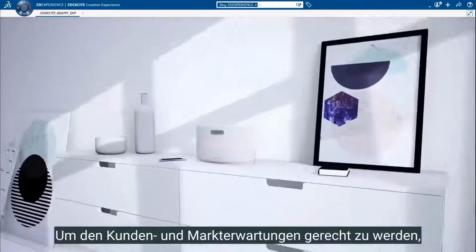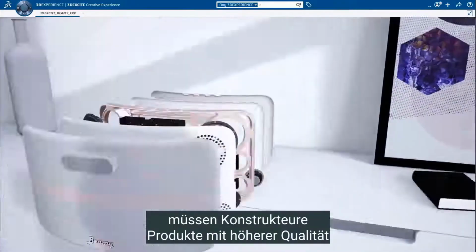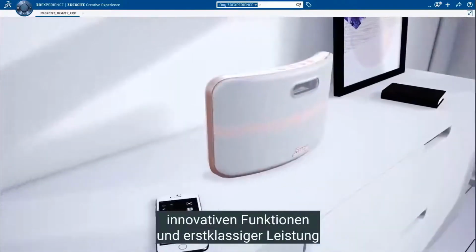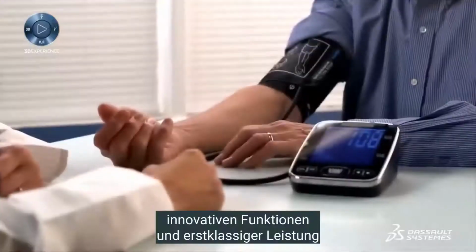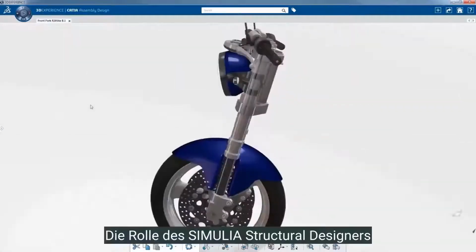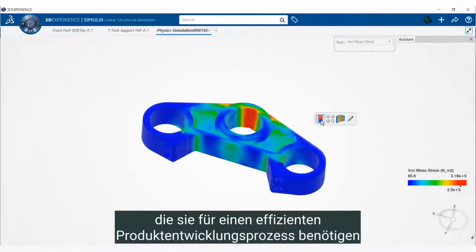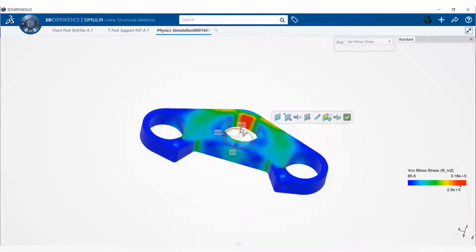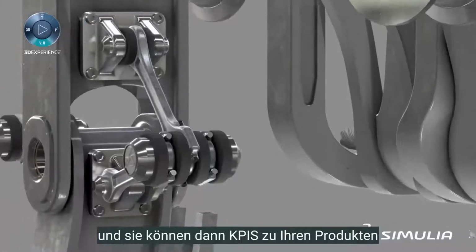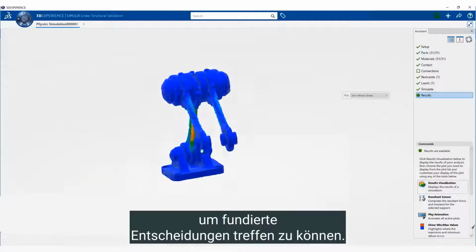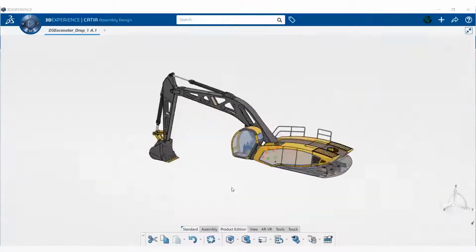In order to meet customer and market expectations, designers need to deliver products with higher quality, innovative features, and best-in-class performance faster than ever. Simulia's Structural Designer role provides designers with the tools they need for an efficient product development process and can then get performance metrics on their products in a very intuitive environment for making informed decisions.